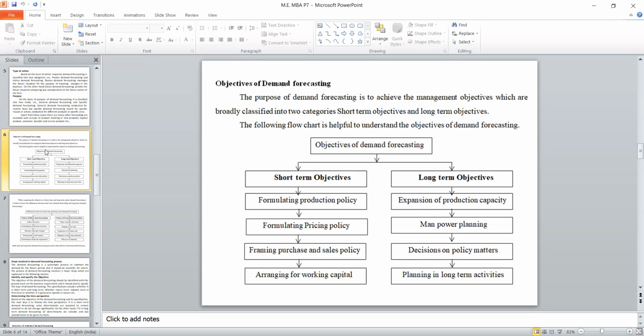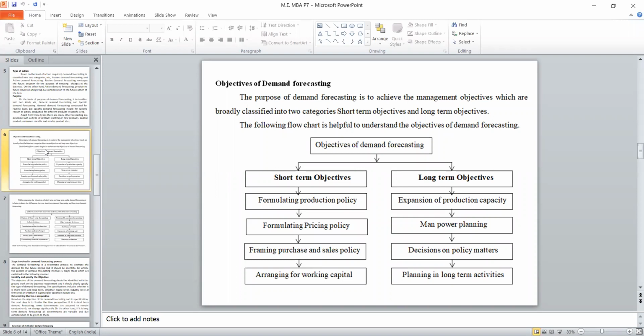But on the other hand, when it is more than 1 year, for example, what is the total capacity of the machine? Whether we are using full capacity. Suppose we increase it, what will happen? So expansion of production capacity is of a long-term nature. That too, the HR, human resource.